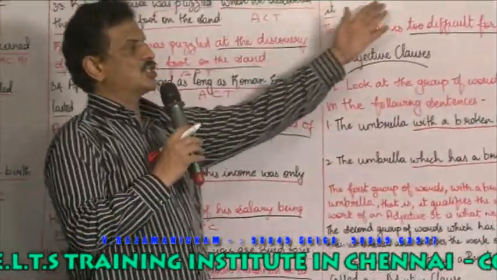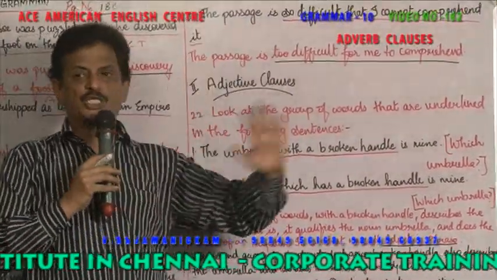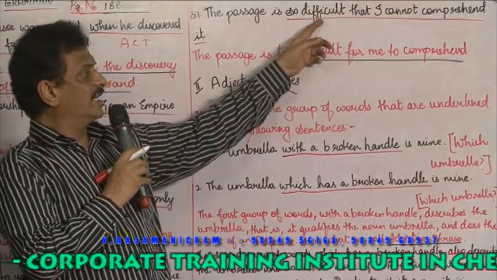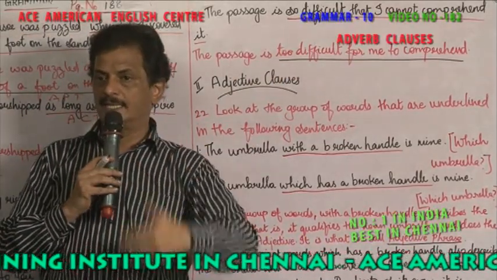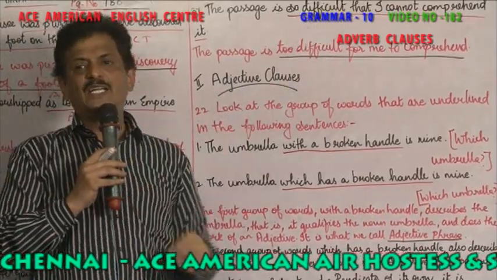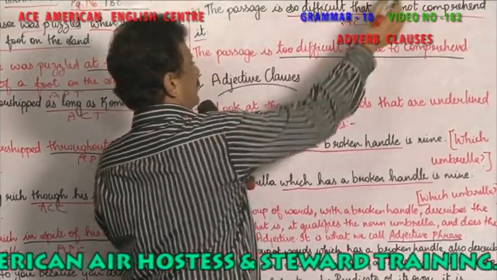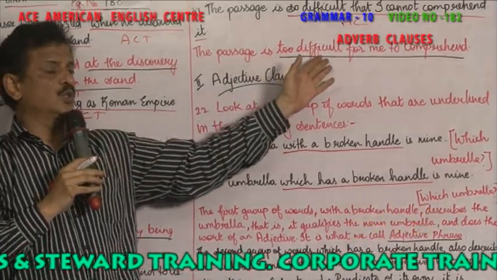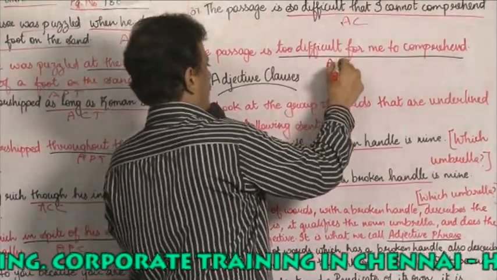The passage is so difficult. The passage is a full sentence; it gives a meaning. The passage means the pages are there. What is the passage? The article, a written essay. So difficult that I cannot comprehend it. So it becomes an adverbial clause, because I is the subject and cannot comprehend is the verb. Comprehend means understand. The passage is too difficult for me to comprehend. So you are taking the verb away, and it becomes an adverbial phrase.